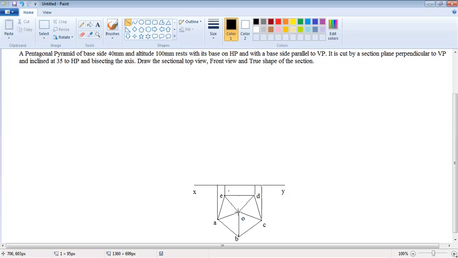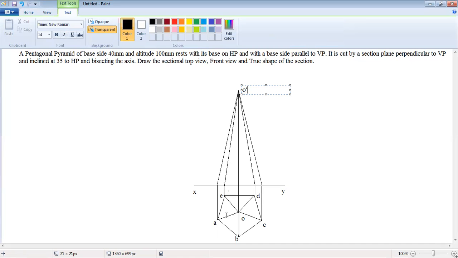So the axis height is 100 mm. We extend the center axis line to 100 mm from the X-line. Then join all the base points with the vertex point. Vertex O dash, and A dash.